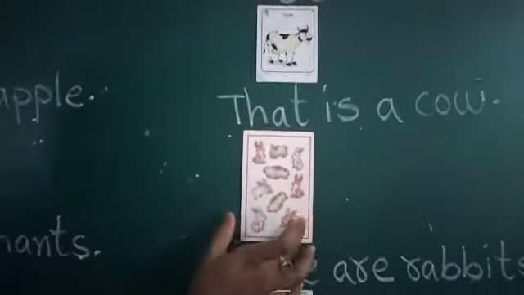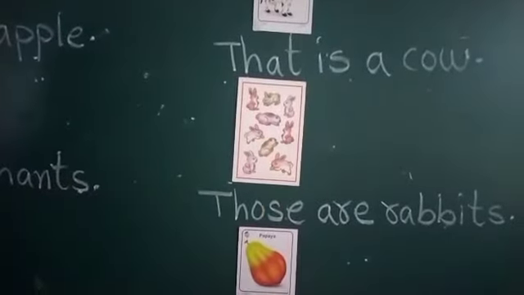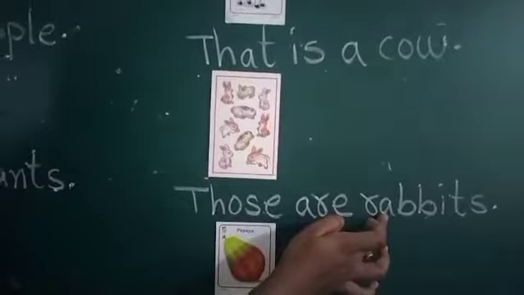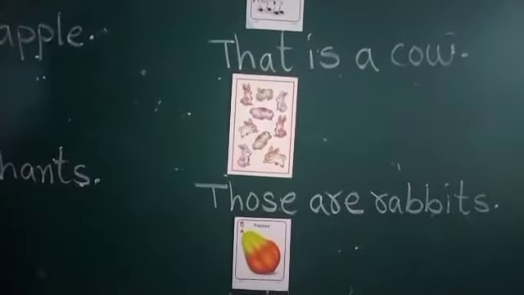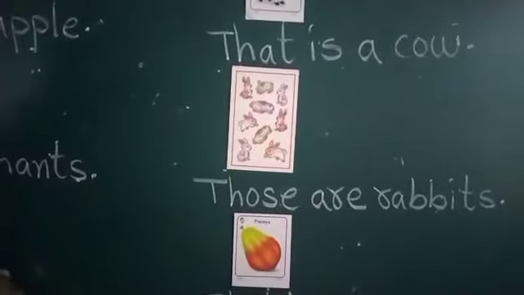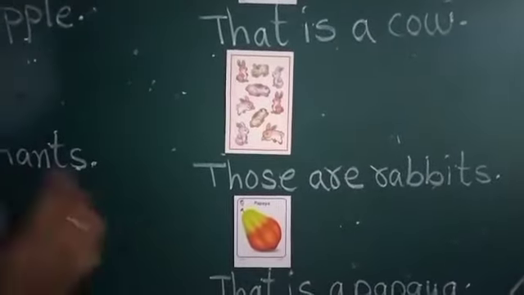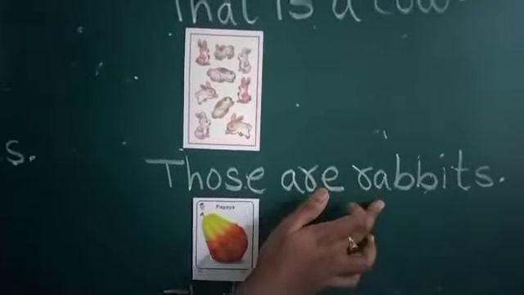Here there is more than one and far from Dolly. So what is Dolly using here? Those are rabbits. Yes, children, when will we use "those"? More than one and far from us, then we will use "those". That's why she is telling, "Those are rabbits." Okay? Next.